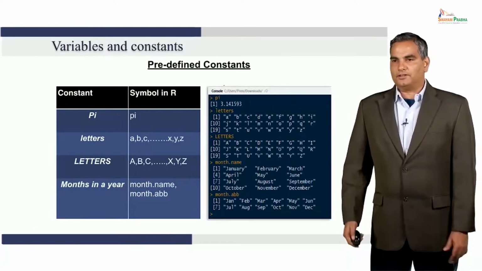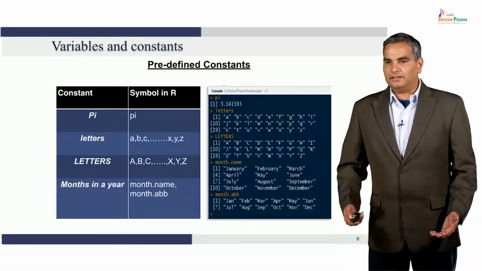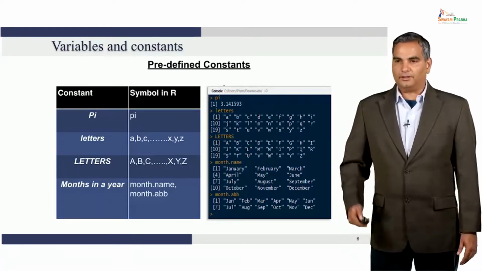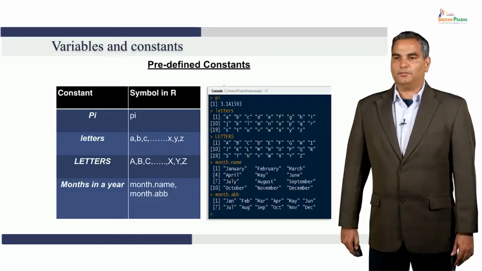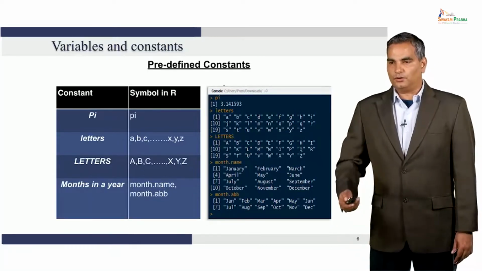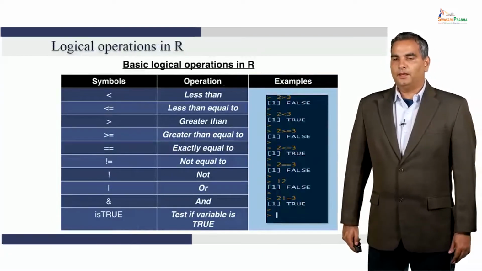For example, the constant pi is referred to by pi, and months in a year you can directly find out by saying month.name. It lists out all the months and so on. So these are already predefined, so you don't have to define those. If you want to use those in your code, you can directly use these predefined constants in R.